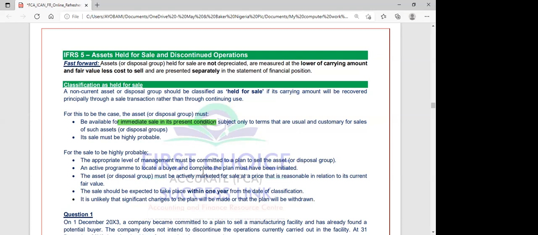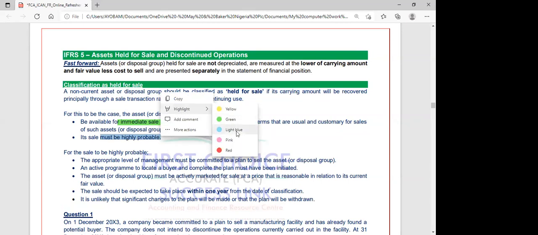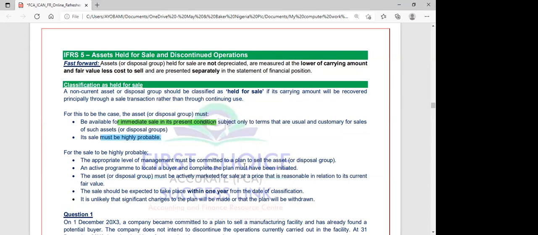Number two, the sale must be highly probable. You need to learn it, because it's going to come out in your exam, whether you like it or not. The sale must be highly probable. So that's the second condition. IFRS 5 now says that for the sale to be highly probable, five conditions must be met. Number one, an appropriate level of management must be committed to a plan to sell the asset. Number two, an active program to locate a buyer and complete the plan must have been initiated.